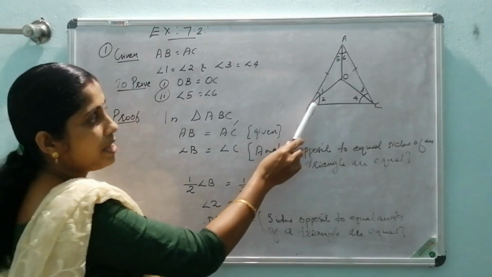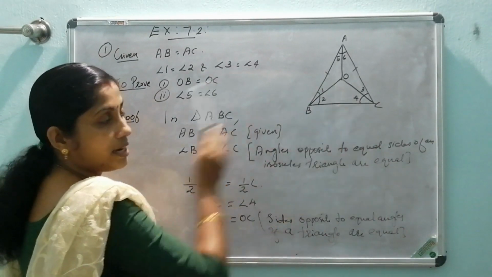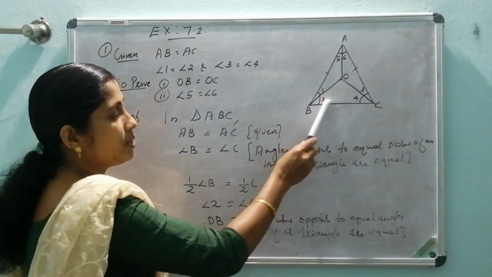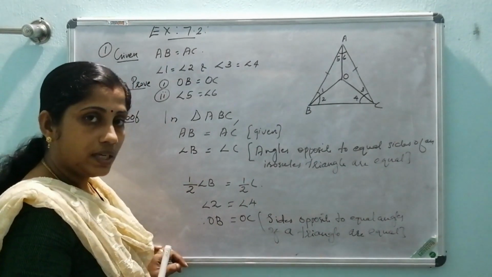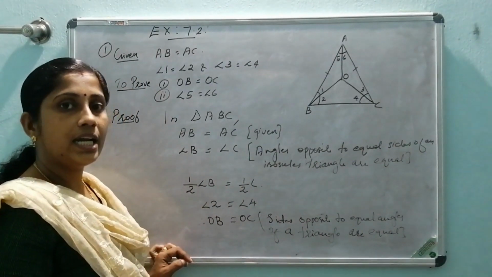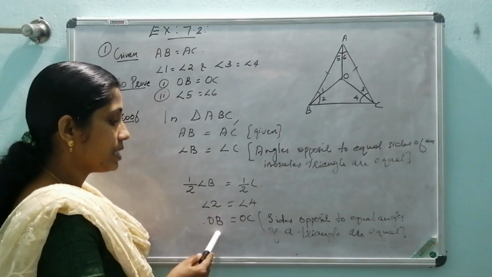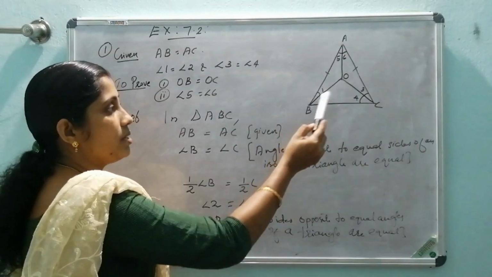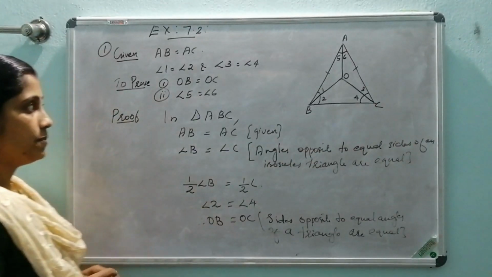Half of angle B is this angle 2, and half of angle C is this angle 4. Thus we got angle 2 is equal to angle 4. Then we look at the converse of that theorem: if two angles are equal, then the sides opposite to those angles are equal. So we can say that the sides opposite, OB is equal to OC. You have to write down the theorem statement. So the first part is proved.